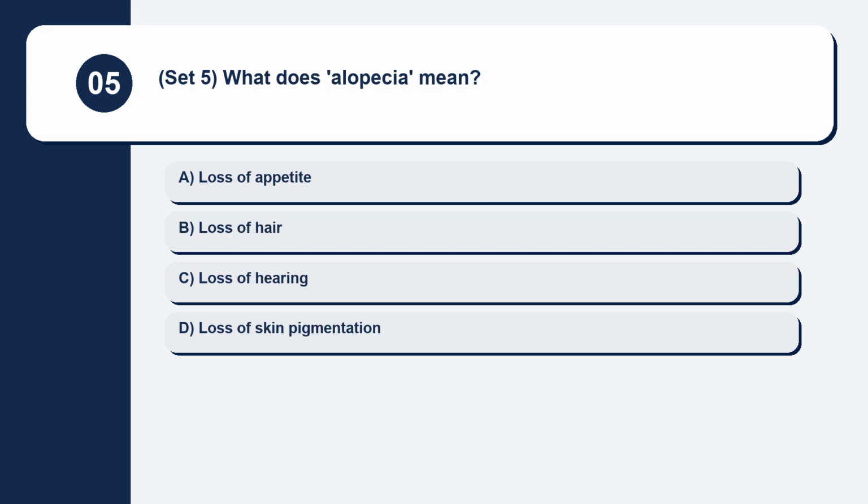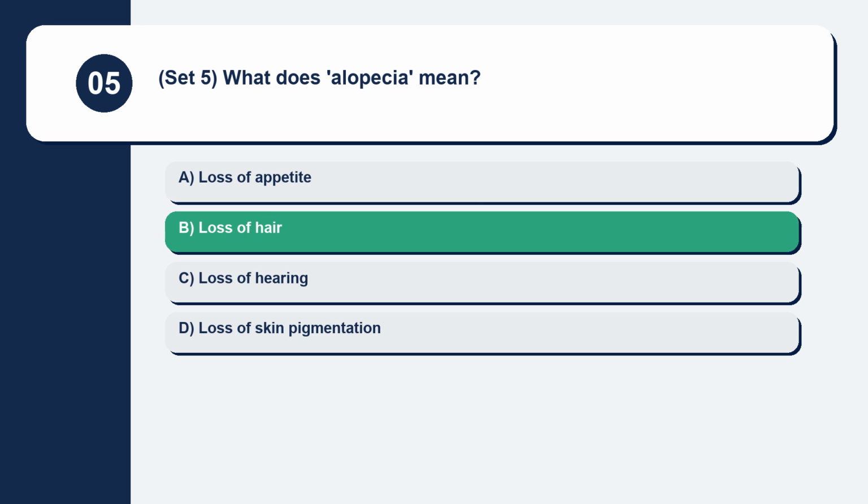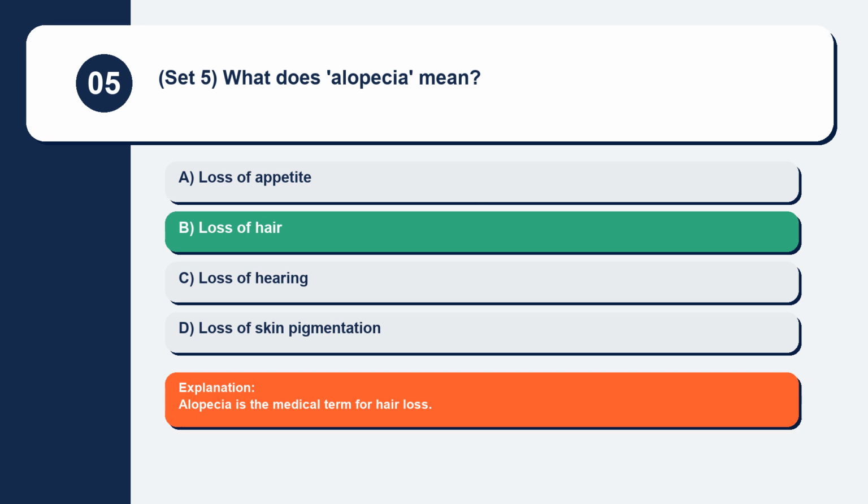Question 5. Set 5. What does alopecia mean? Loss of appetite, loss of hair, loss of hearing, loss of skin pigmentation. Alopecia is the medical term for hair loss.